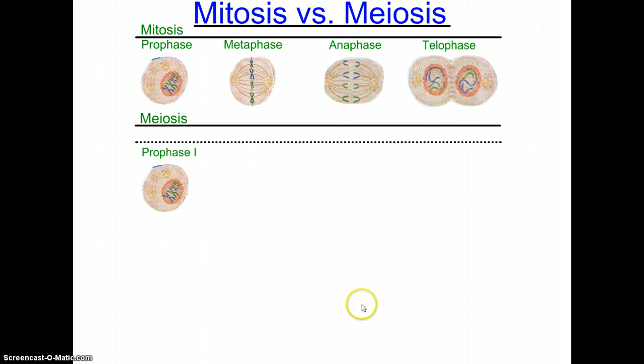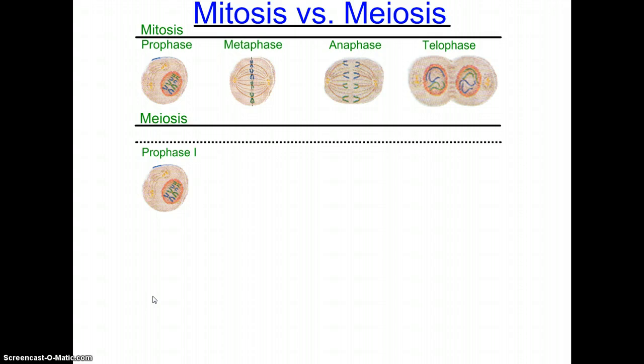Who remembers what happens in prophase? There's four things, remember? Chromosomes begin to condense. The nuclear membrane starts to dissolve. What are those little things called? Centrosomes. They move to opposite sides of the cell.